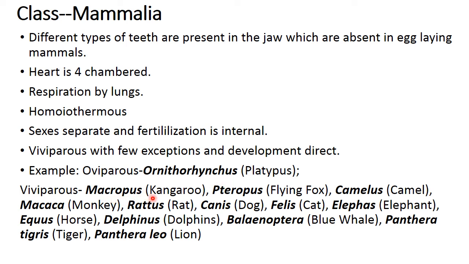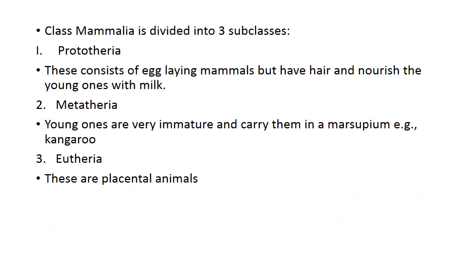Spiny ant eater. Ab viviparous mein kaun sa ho gaya? Macropus, kangaroo. So Macropus, kangaroo, you know they have a pouch called marsupium, in which they carry the young one. Pteropus, flying fox. Camelus, camel. Macaca, monkey. Rattus, rat. Canis, dog. Felis is cat. Elephas is elephant. Equus, horse. Delphinus, dolphins. They live in water. Balaenoptera, blue whale. Panthera tigris, tiger. And Panthera leo will be the lion.